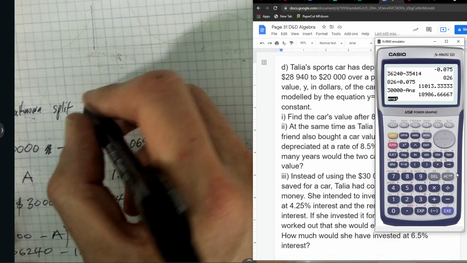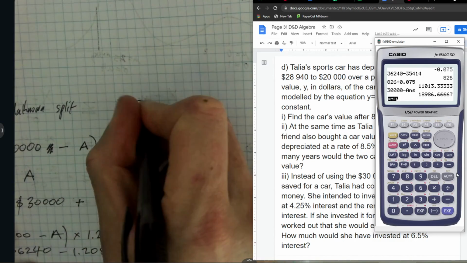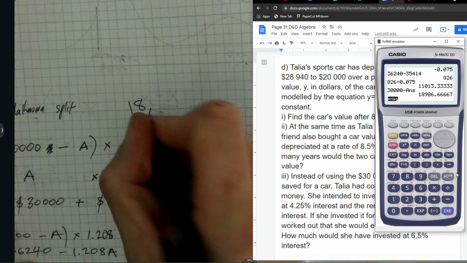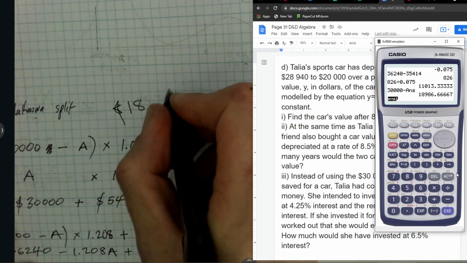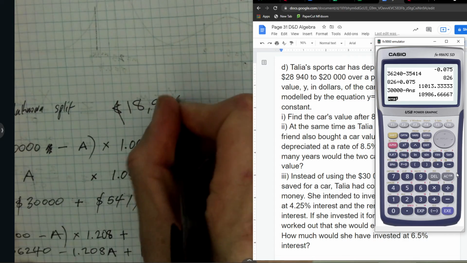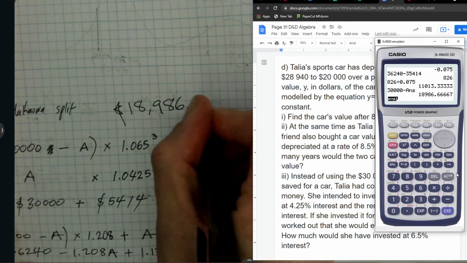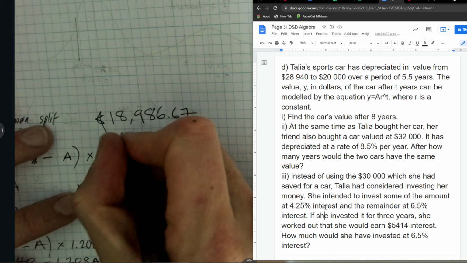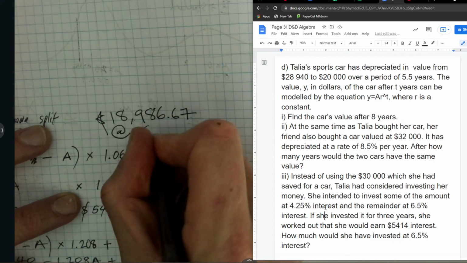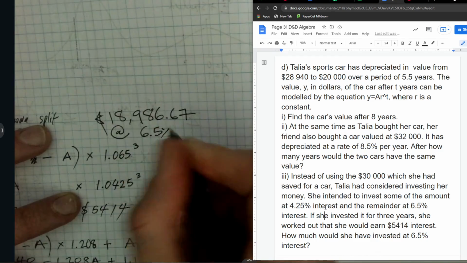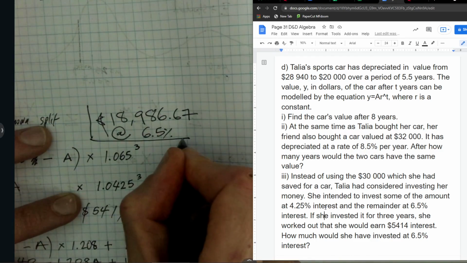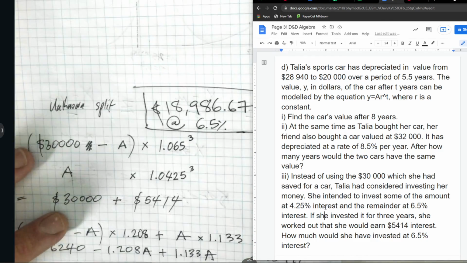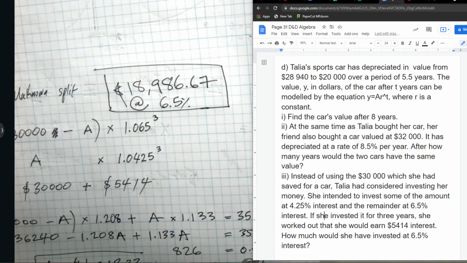Right, so it's going to be 18 grand 986.67, and I should probably write that in a sentence. At 6.5%. Yeah, I'll hand it to them. Decent question, decent question.